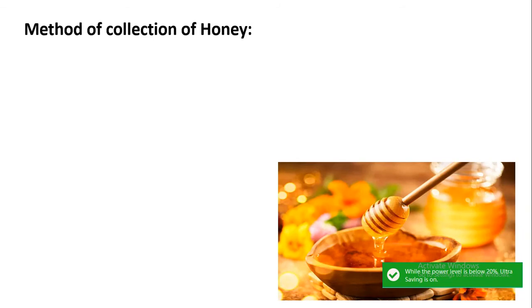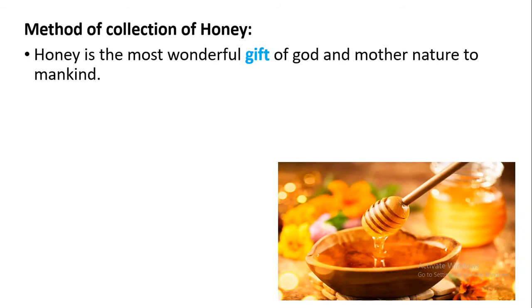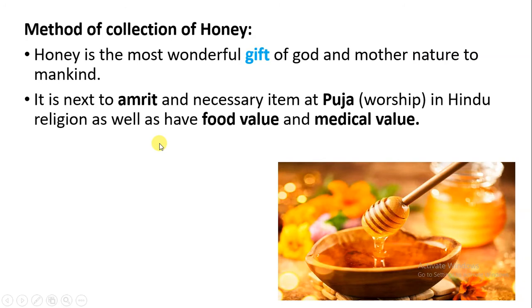Now we will talk about the method of collection of honey. Honey is the most wonderful gift of God and Mother Nature to mankind. So it is next to Amrit. Amrit, as we know, is a very important thing, right? In Hindi we say that amrit is a kind of very nutritive food material, which is full of nutrient content. So it is a necessary item during the puja, during worshipping in the Hindu religion, as well as it has food value and medicinal value.